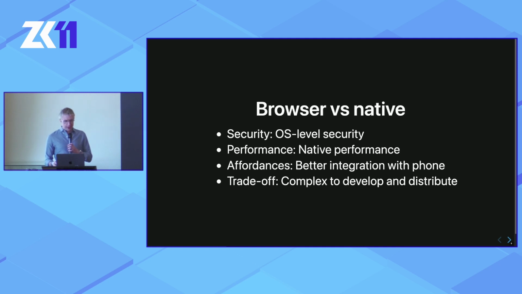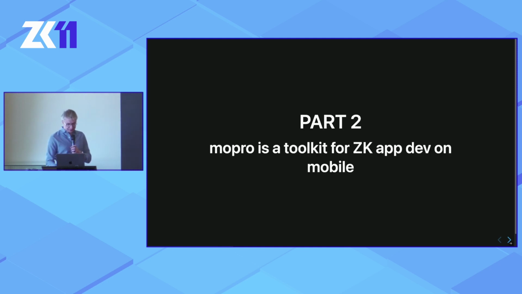Obviously there are some trade-offs. A big one is if you don't need an app, you don't have to make one. There's potential censorship, especially with something like the Apple Store. But I think the biggest one by far is that it's very complex to develop and distribute, and this is basically where Mopro comes in.